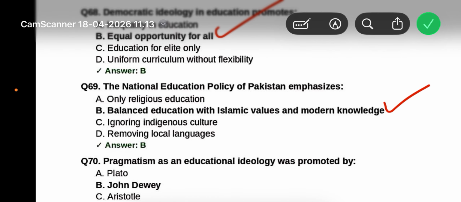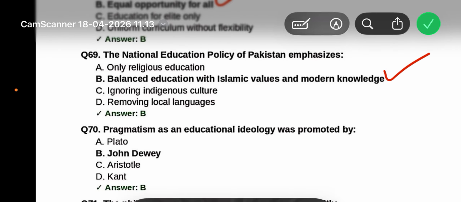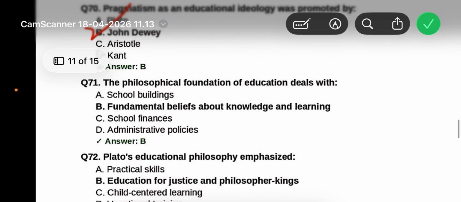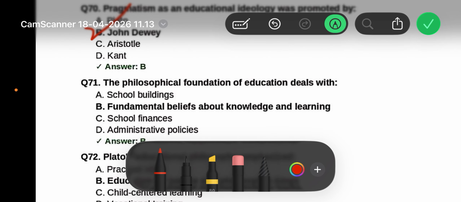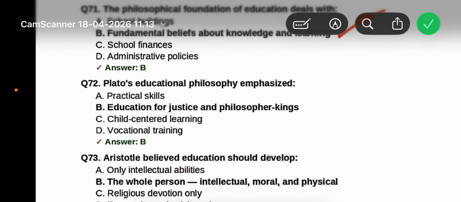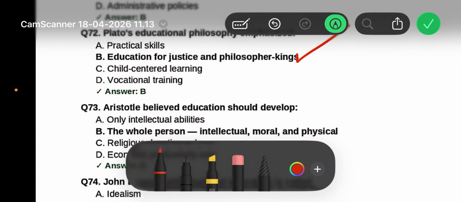Question number 70. Pragmatism as an educational ideology was promoted by John Dewey. John Dewey promoted pragmatism. Question number 71. Philosophical foundation of education deals with fundamental beliefs about knowledge and learning. Question number 72. Plato's educational philosophy emphasized education for justice and philosopher kings. Question number 73. Aristotle believed education should develop the whole person, intellectual, moral, and physical.